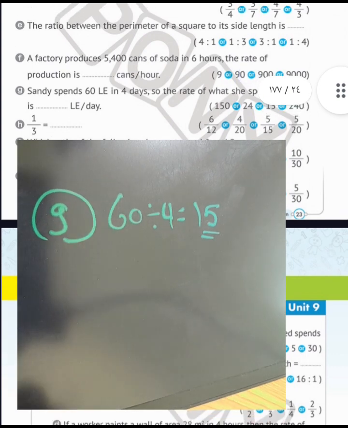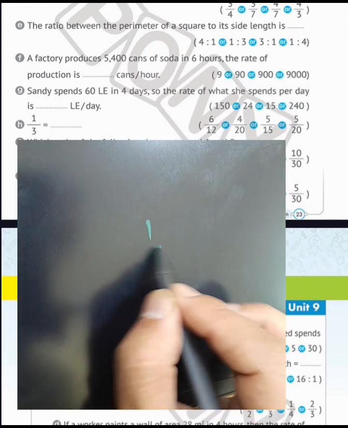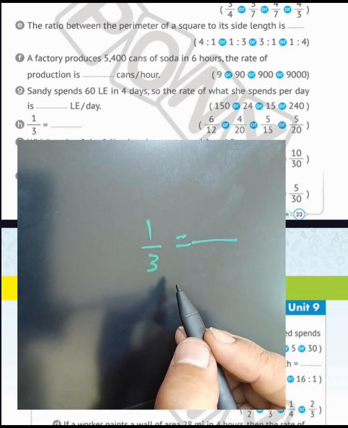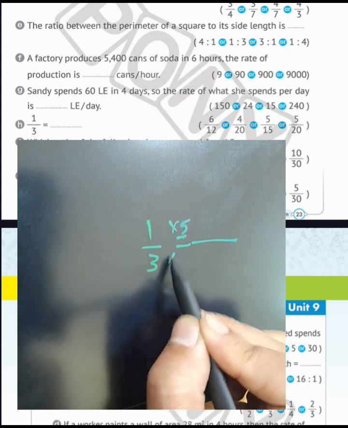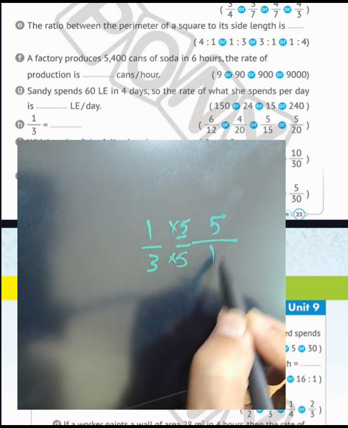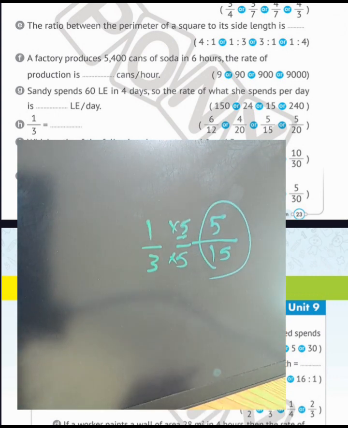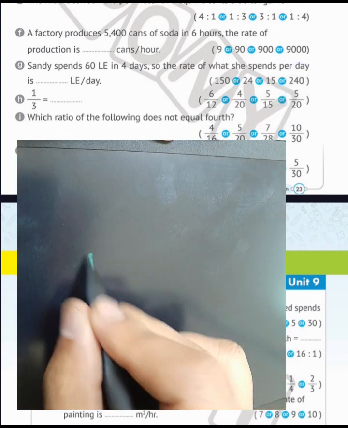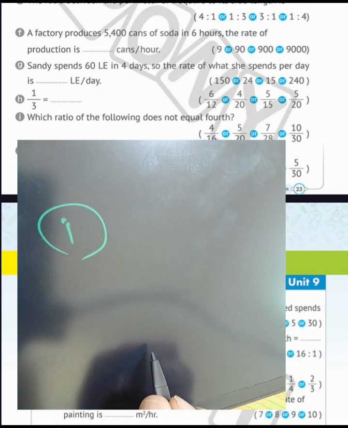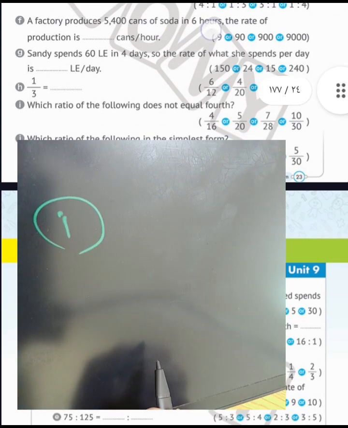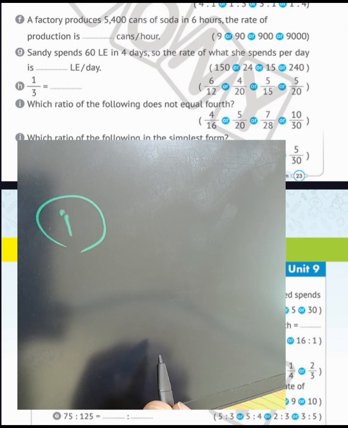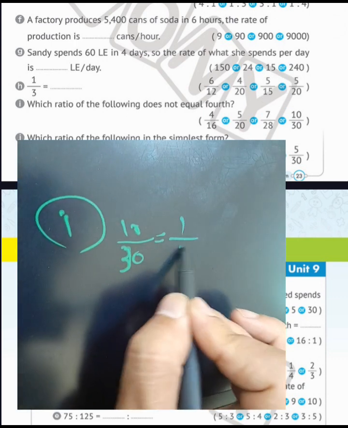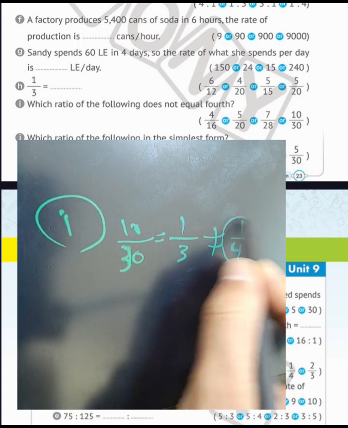Question H, 1/3 equals. We can convert this fraction by multiplying by 5. 1 times 5 equals 5, 3 times 5 equals 15, then the ratio will be 5/15. Question letter I. Which of the following ratios is not equal to one third? We have 10/30. 10/30 will be 1/3, so it is equal to one third.